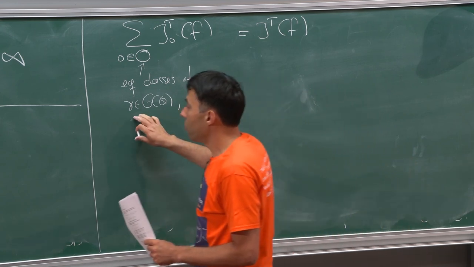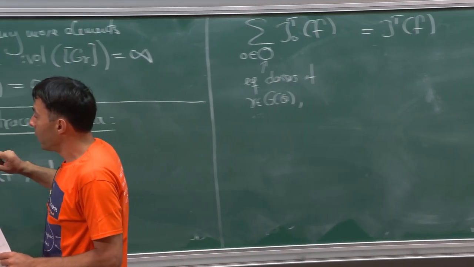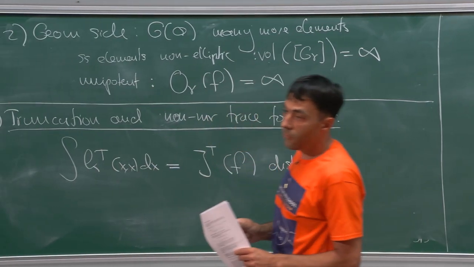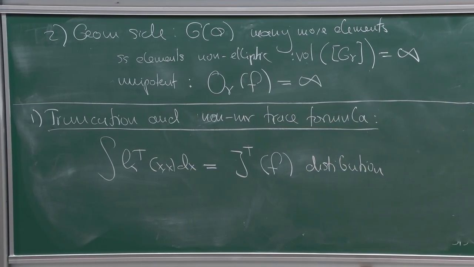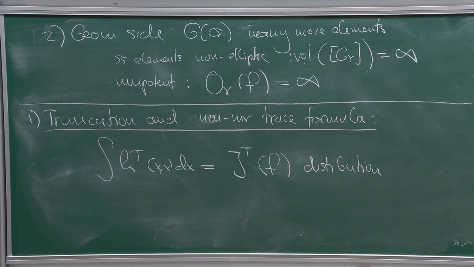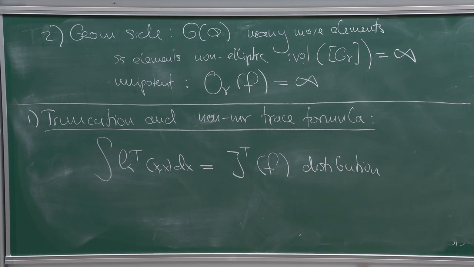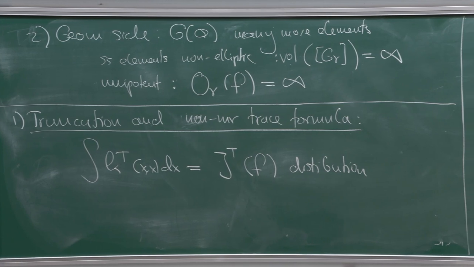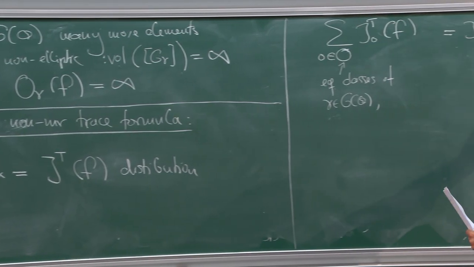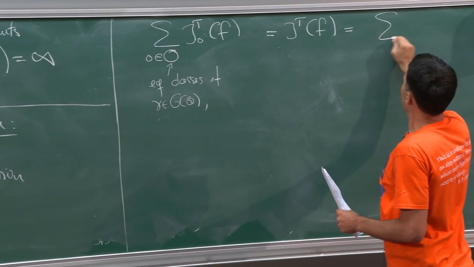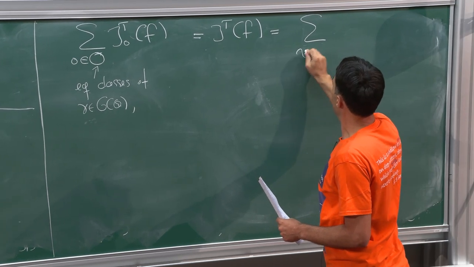But the reason we cannot do this has to do with the way the kernel is being truncated and the fact that in the truncation you're integrating over unipotent radicals of Levi subgroups, and so the unipotent element needs to run. You cannot fix it. And on the other side, you have a spectral decomposition.